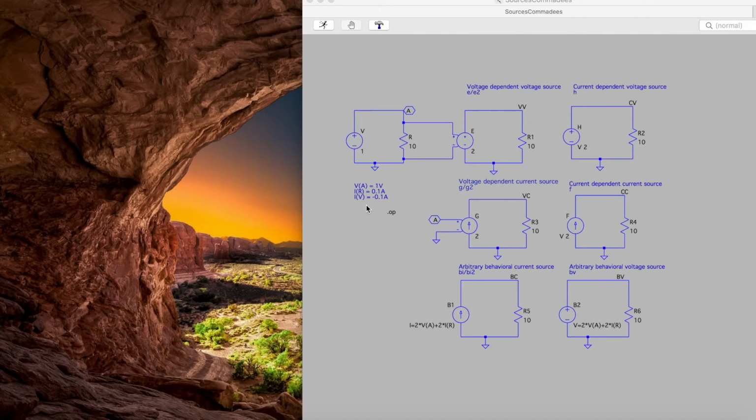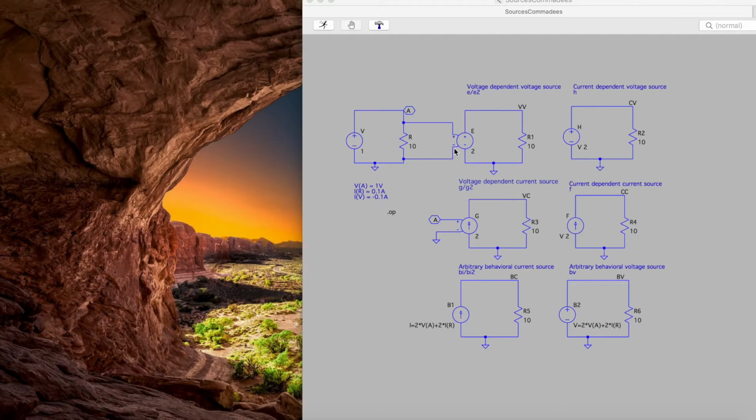We will see 6 dependent sources. For each of them you have its name and symbol to find it in the LTSpice list of components. In this example, we consider this circuit with the voltage on A equal to 1 volt and the current equal to 0.1 ampere.